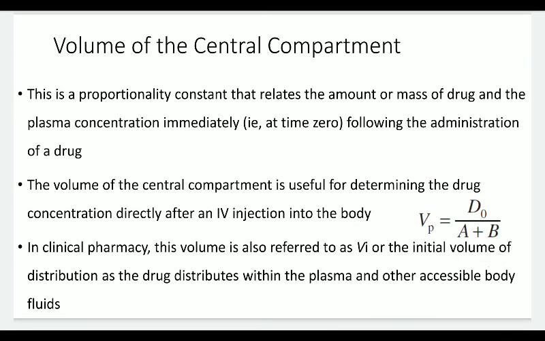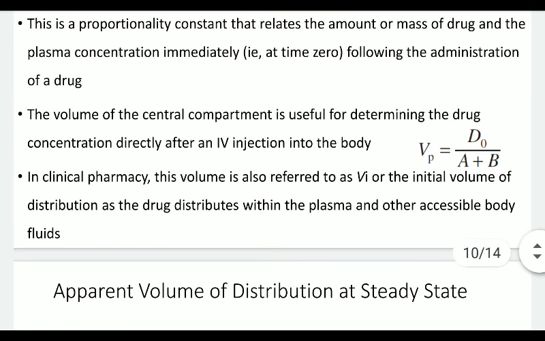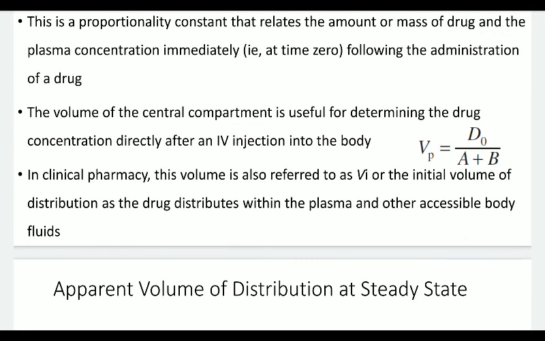Then the volume of the central compartment. This is a proportionality constant that relates the amount of drug and the plasma concentration immediately, that is at 0 time, following the administration of a drug. So the ideal time to calculate the volume of the central compartment is to find out the drug concentration in blood immediately after the administration. The volume of the central compartment is useful for determining the drug concentration directly after an IV injection into the body. Here you can see an equation to calculate the volume of the central compartment.